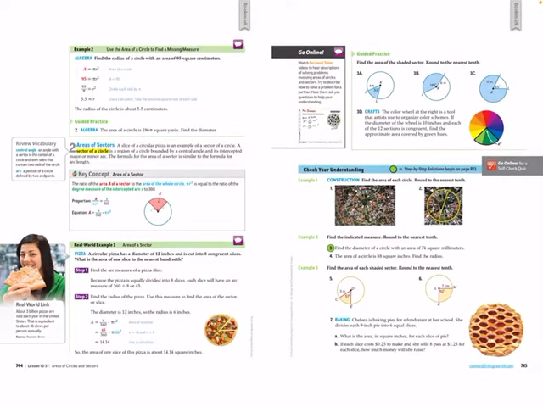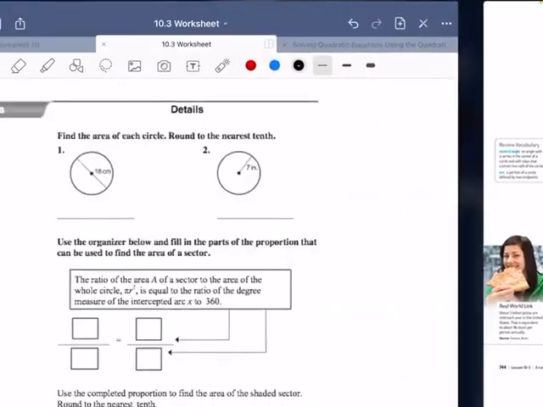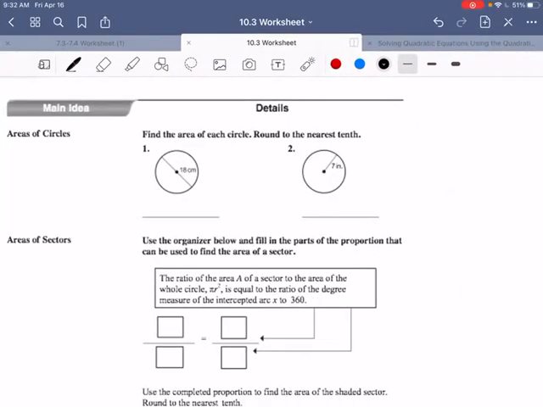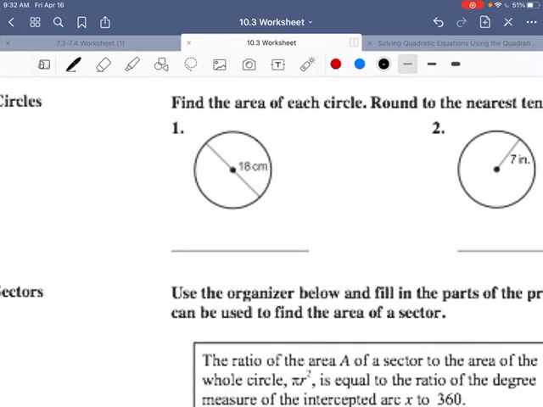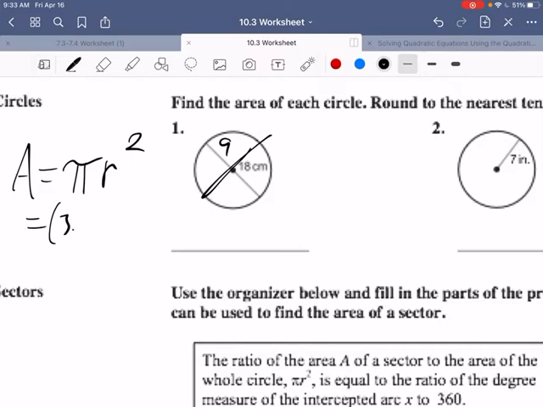So if you look here, if we're trying to find the area, well, our formula for area of a circle is pi r squared. Well, they give us here the diameter. The diameter goes all the way across. Well, we're not looking for the diameter. We want the radius, which would be half of that, or 9. So we would do 3.14 times, and it's not 3.14 times 9 squared. It's just the radius that's being squared.